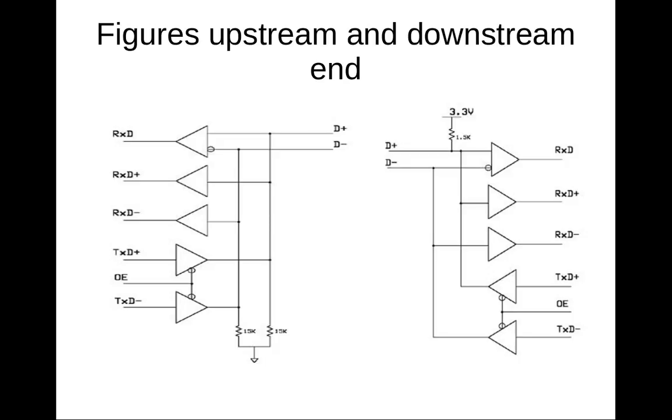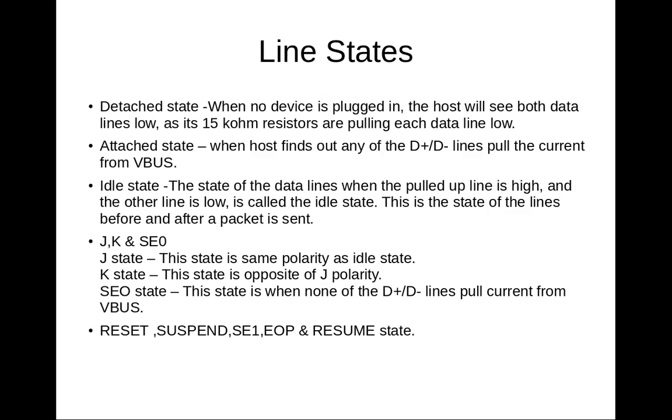So this is a typical understanding of upstream and downstream end. So now let's come to line states. There are basically many states in the line. The simplest ones are detached, attached, and idle state.